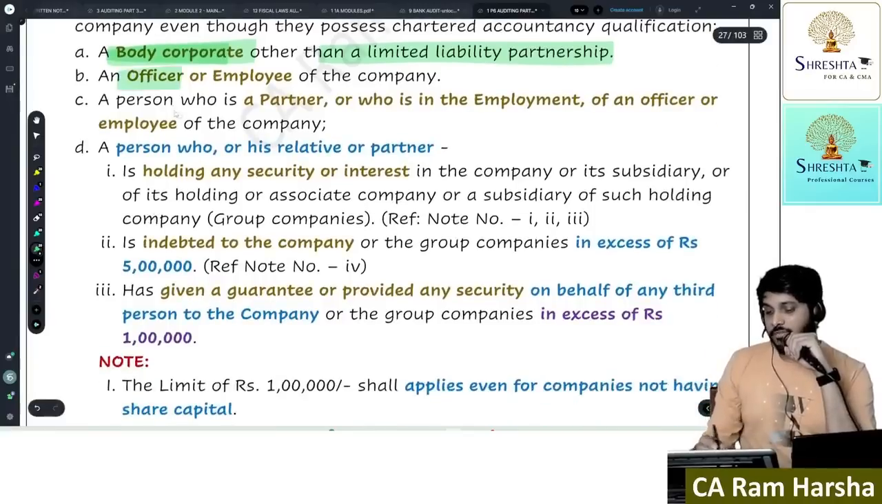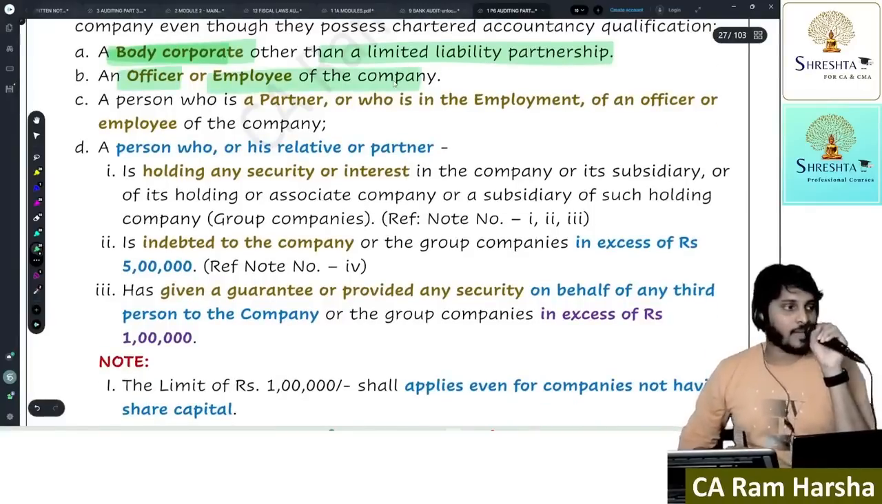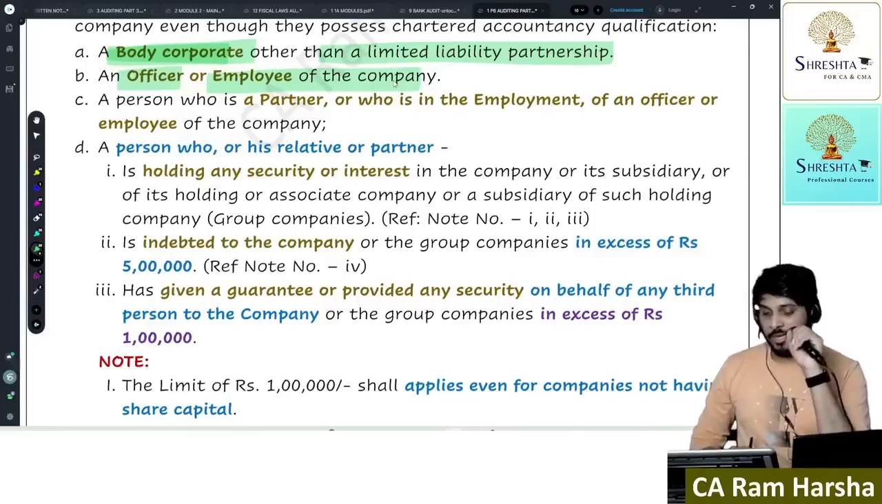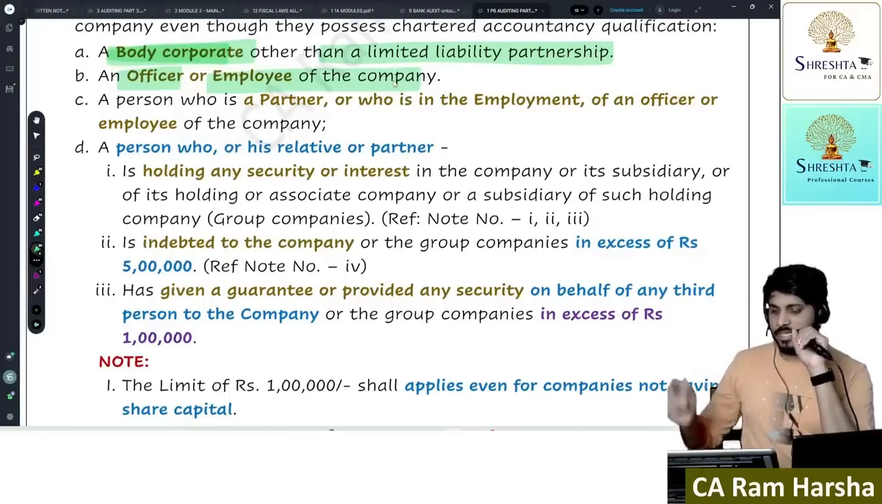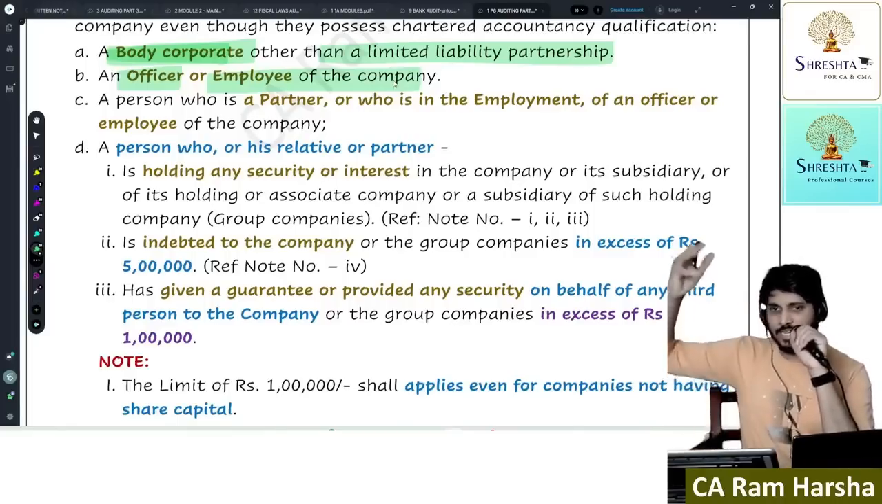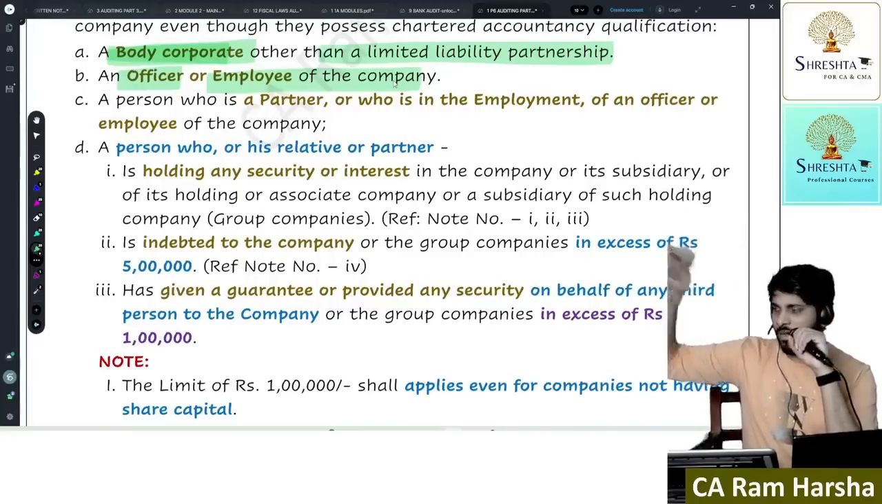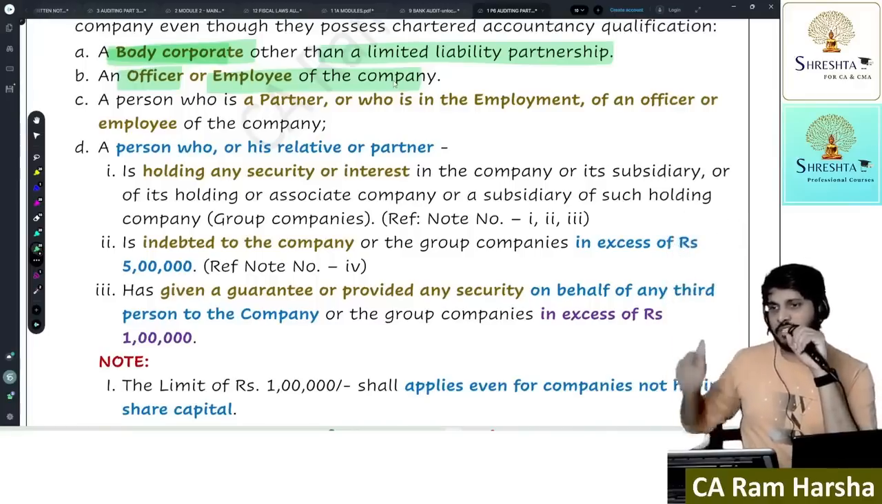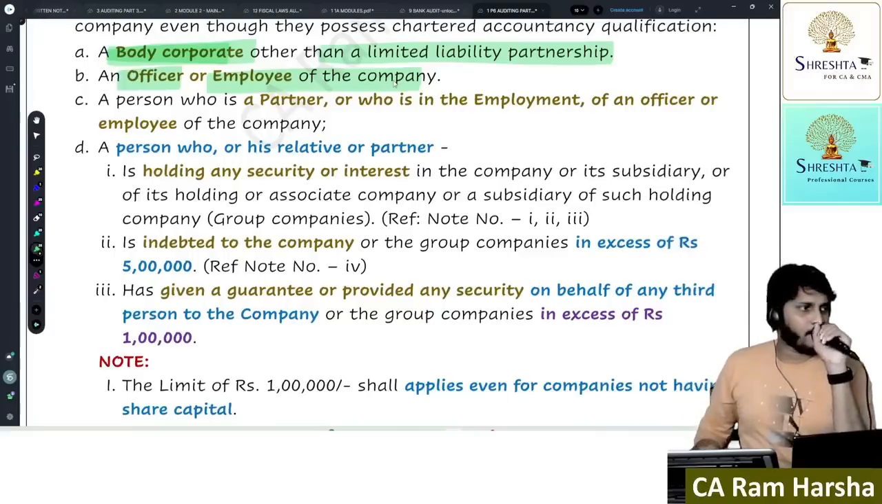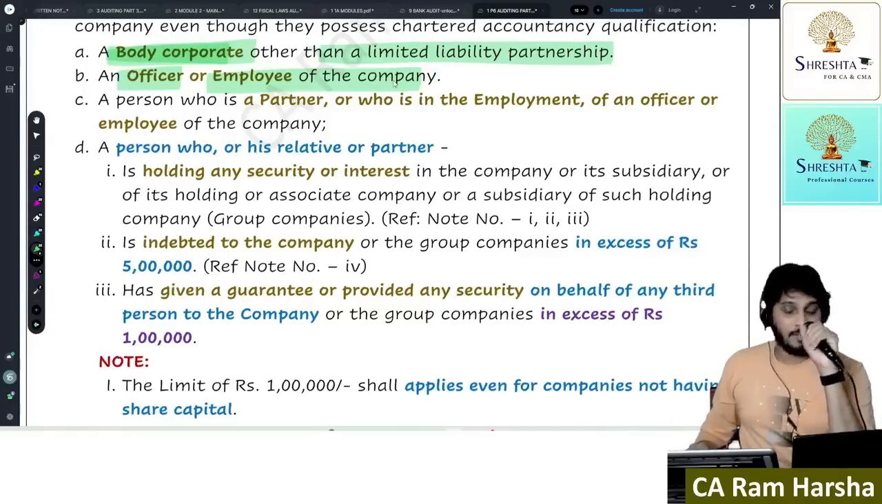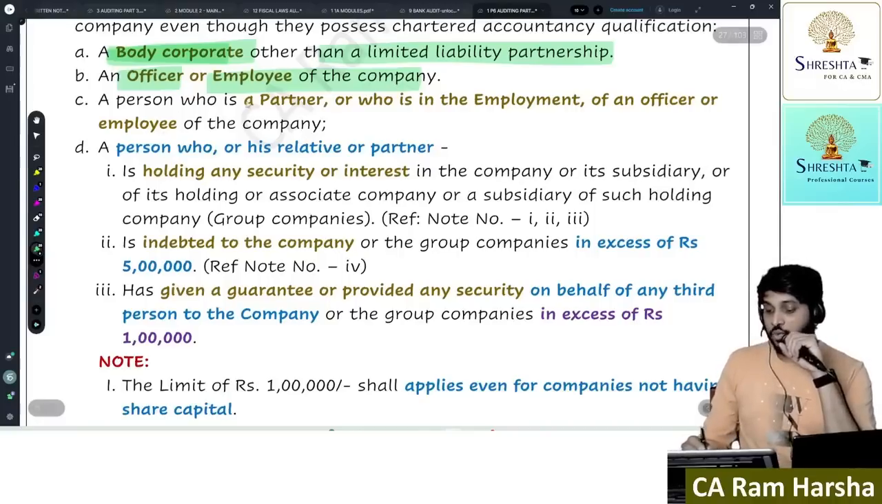Then an officer of the company is disqualified, and an employee of the company is disqualified. Officer and employee both are disqualified. Officer means so many positions. Yes or no? All the directors will come as officers. All of them, key managerial personnel, they all come under officer. I am a director in a company. How can I do the audit of the same company? I am working as an employee in this company. How can I do the audit of the same company? Self-review threat.